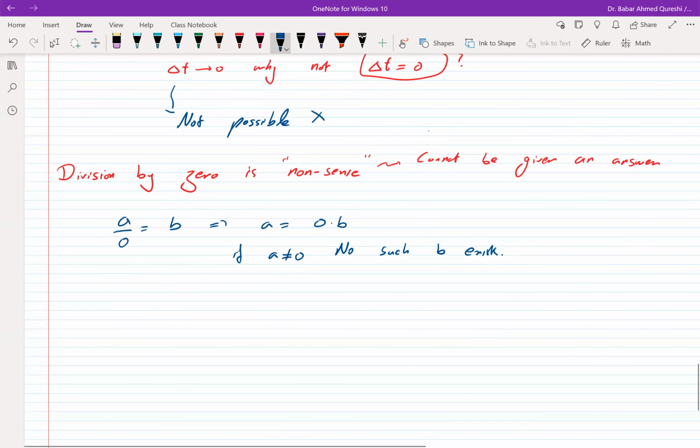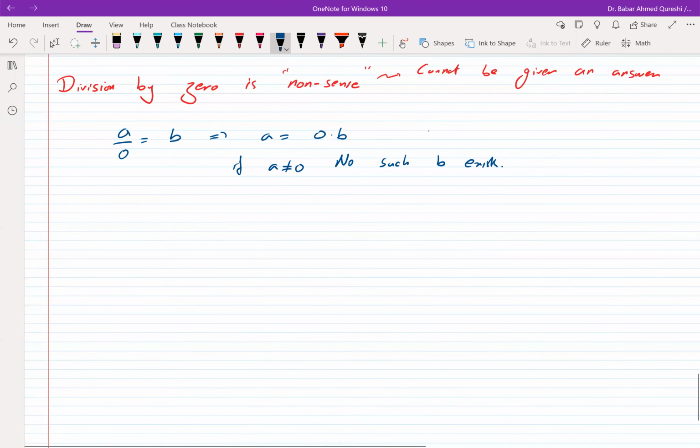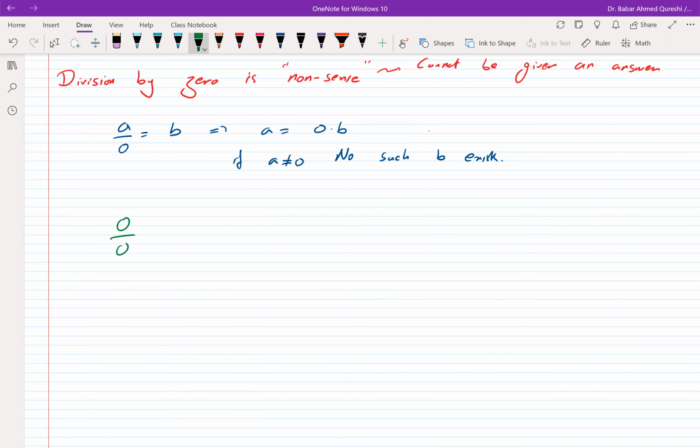On the other hand, you can say, well, when I made this 0, delta x also became 0. Since I was talking about very nearby times, the distance which was covered was also very small. And when I made the time difference become 0, the spatial difference also becomes 0. But then all you are doing is 0 over 0. This is no answer either. Because if I put it equal to b, this means 0 is equal to b times 0. And any b will do the job.